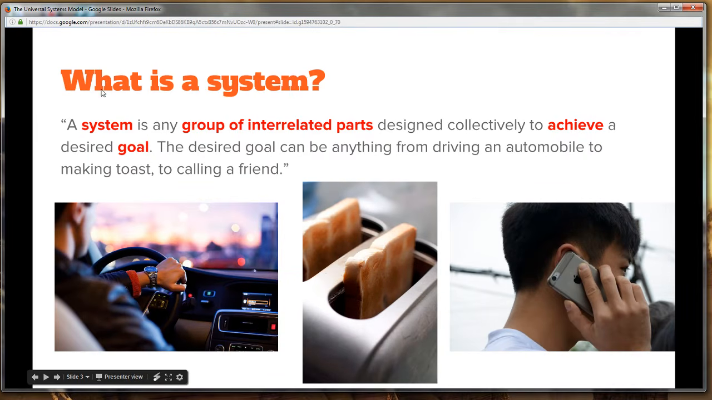Well, let's first talk about what a system is. A system is any group of interrelated parts designed collectively to achieve a desired goal. The desired goal can be anything from driving an automobile to making toast or calling a friend.